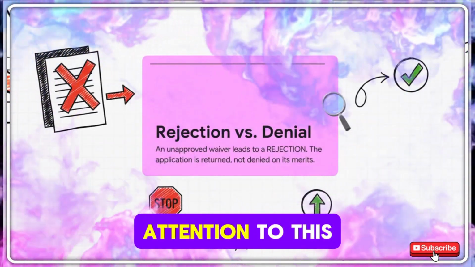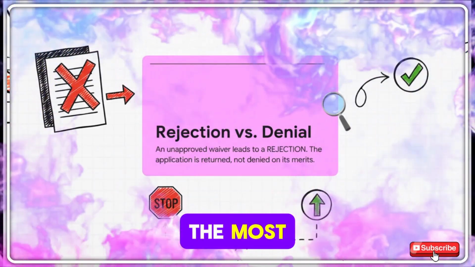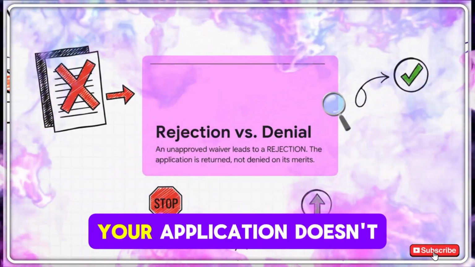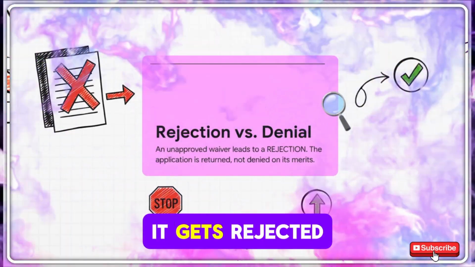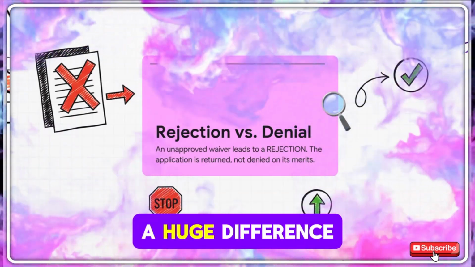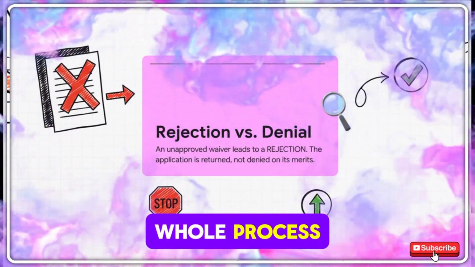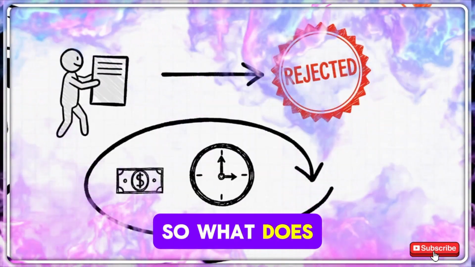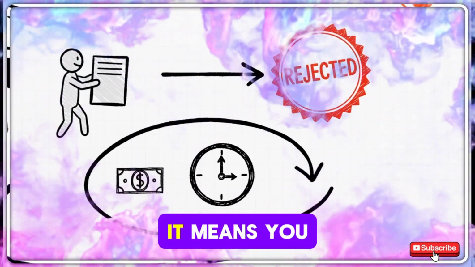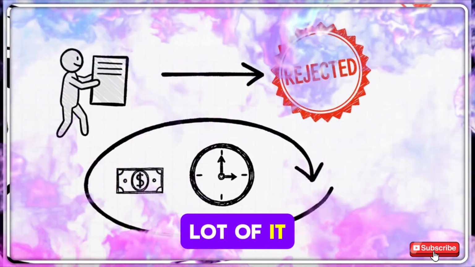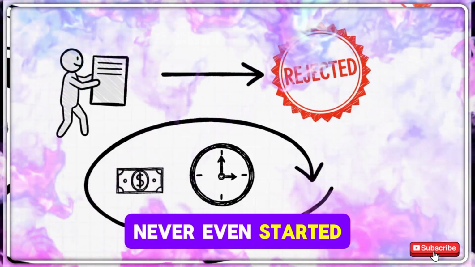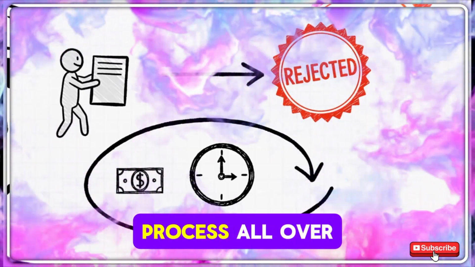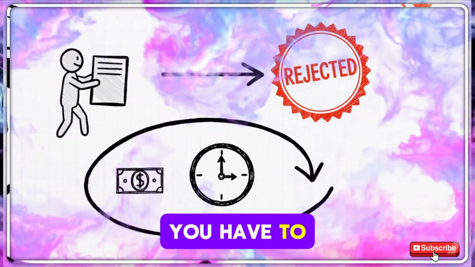Okay, pay close attention to this next part because it's probably the most important consequence to understand. If your fee waiver isn't approved, your application doesn't get denied, it gets rejected. And that is a huge difference. It means the whole process just stops dead in its tracks before it even really starts. So, what does that rejection really mean for you? It means you lose time, a lot of it. The clock on your application never even started ticking. You've wasted all that time, and now you have to start the entire process all over again. But this time, you have to include the fee.